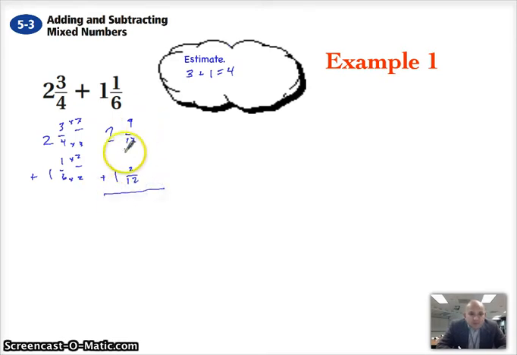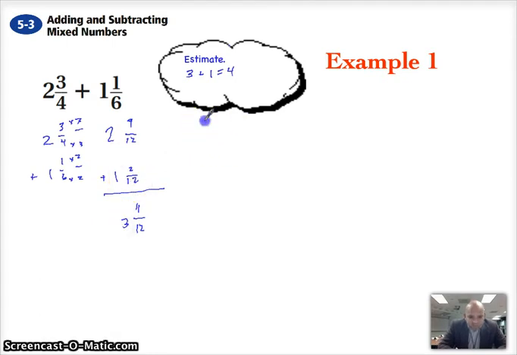Well, that equals, first of all, I'm going to add the fractions. 9/12 plus 2/12. 9 plus 2 is 11, so I get 11/12. The denominator stays the same because I've got the same denominator. And then I add the whole numbers. 2 and 1 is 3. So I get 3 and 11/12.